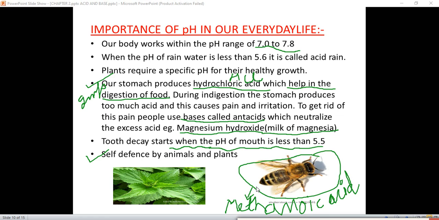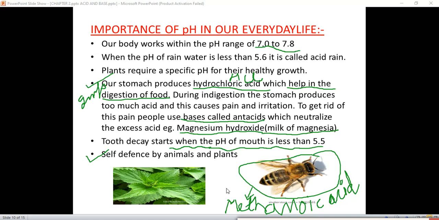When a bee stings us, it leaves an acid in our skin and it causes pain and irritation. And how do we get relief from this pain? By using a mild base like baking soda on the sting area. When we apply baking soda to the skin, it will give us relief.